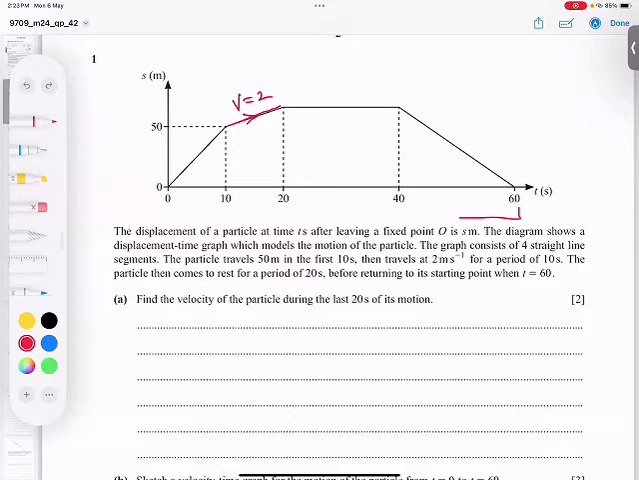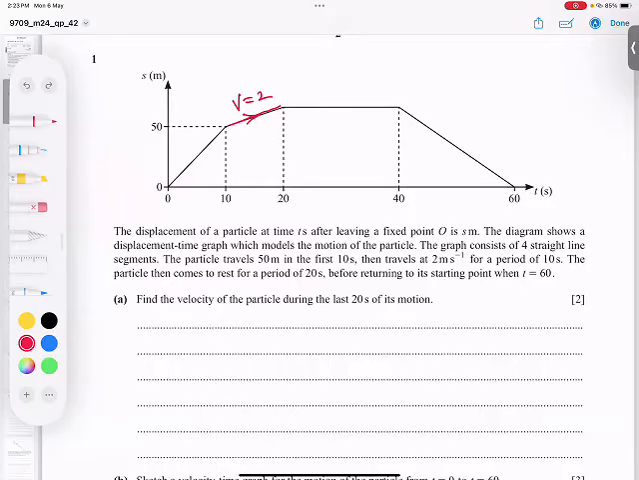This means this is the 20 seconds you talk about. This is a point and the particle stops here. The particle stops, and comes back to the same position. This flat track means no motion, because the distance remains the same. If the distance remains the same, there's no motion.